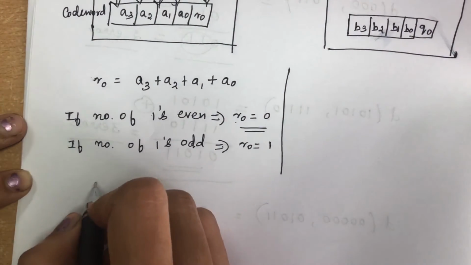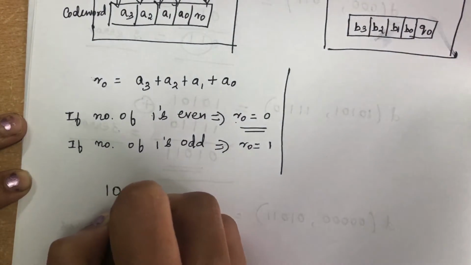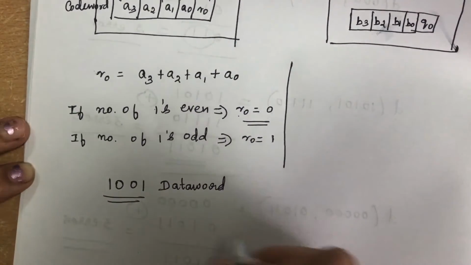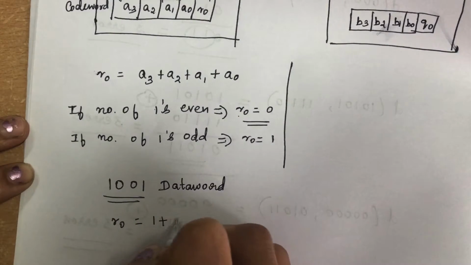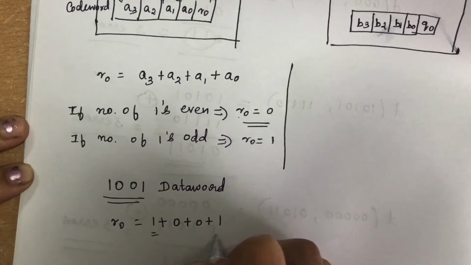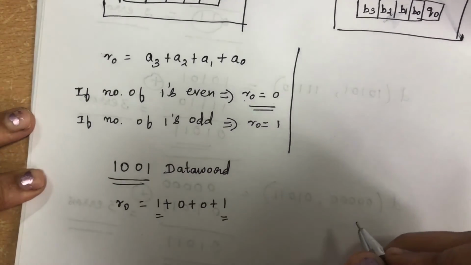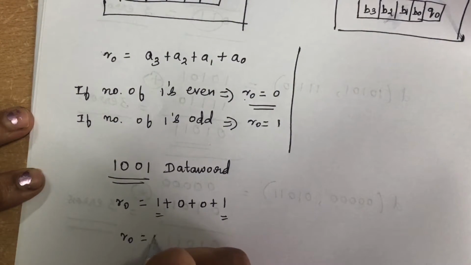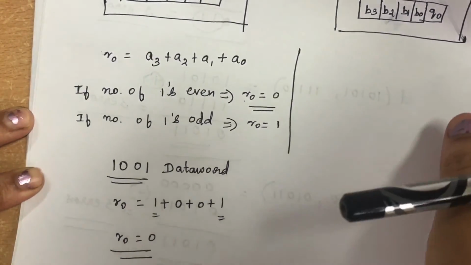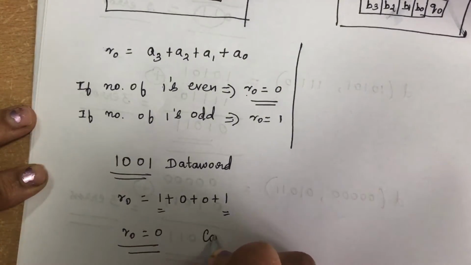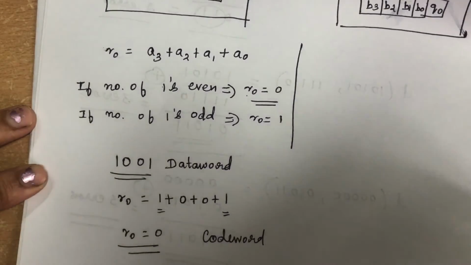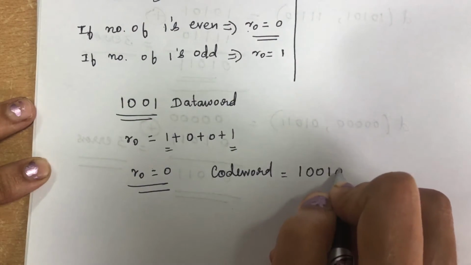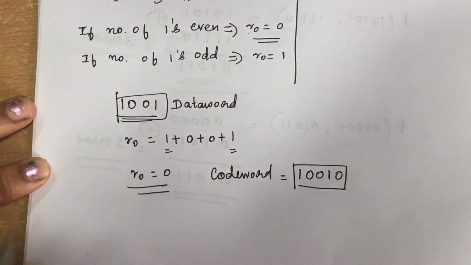For example, if you have 1001 as your data word, r_0 should be calculated with modulo arithmetic. When we count the number of ones, it is 2, which is an even number. So we set r_0 to be 0. The code word will be 10010. So this is the code word for this particular data word.